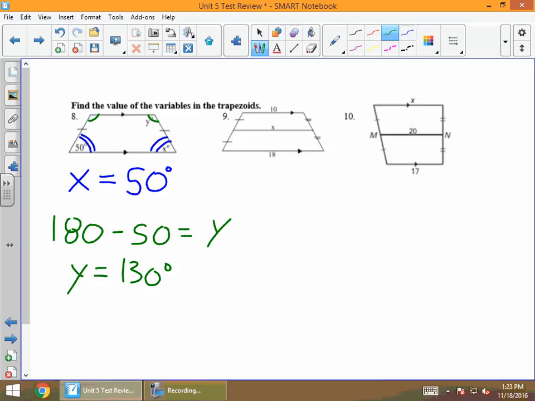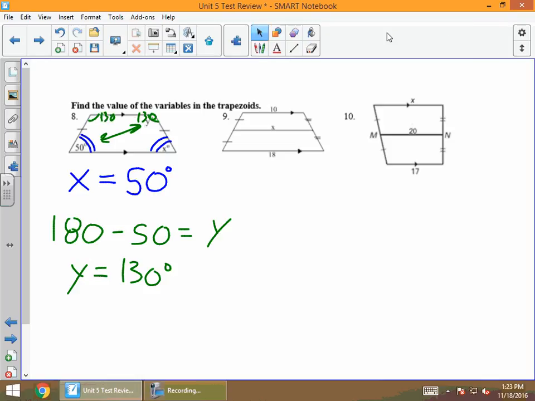Another helpful thing is that angles that are across from one another in a trapezoid are supplementary. Because if I do 150 plus 130, that would give me 180. So that's another way of looking at it, however you want to think about it.